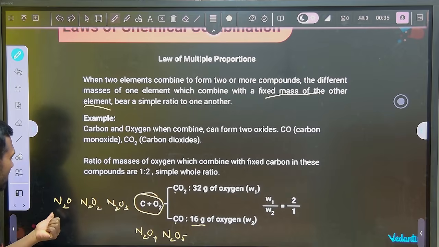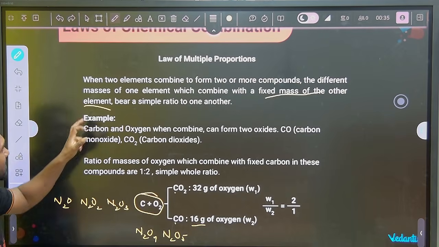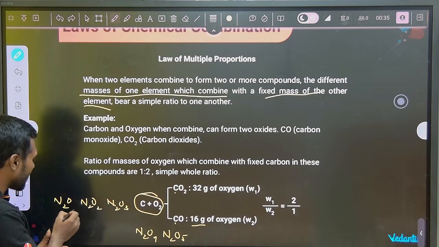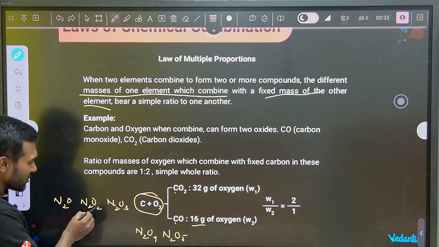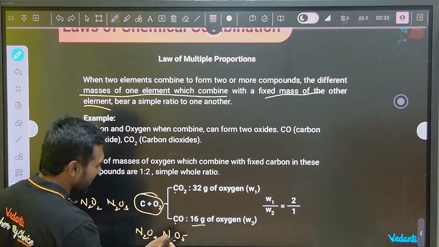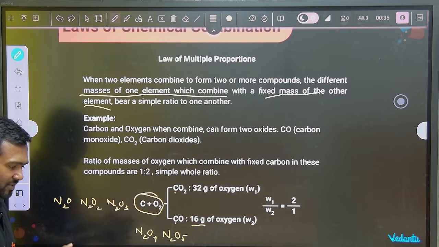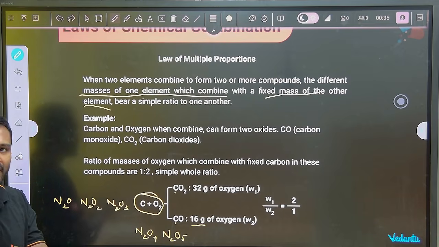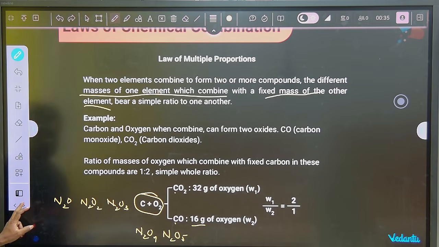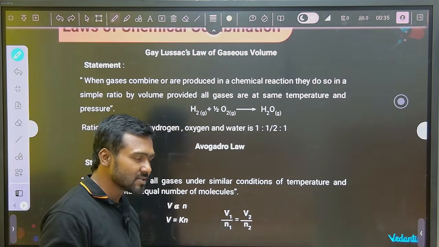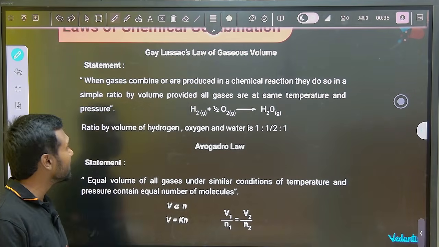Next we take the oxygen mass combined with it. The mass of oxygen is 16, 32, 48, 64 and 80. If you take the oxygen ratio here, you will get 1:2, 2:3, 4:5, a simple ratio. So that is the law of multiple proportions. This was there in Dalton's postulates only, within the postulates.